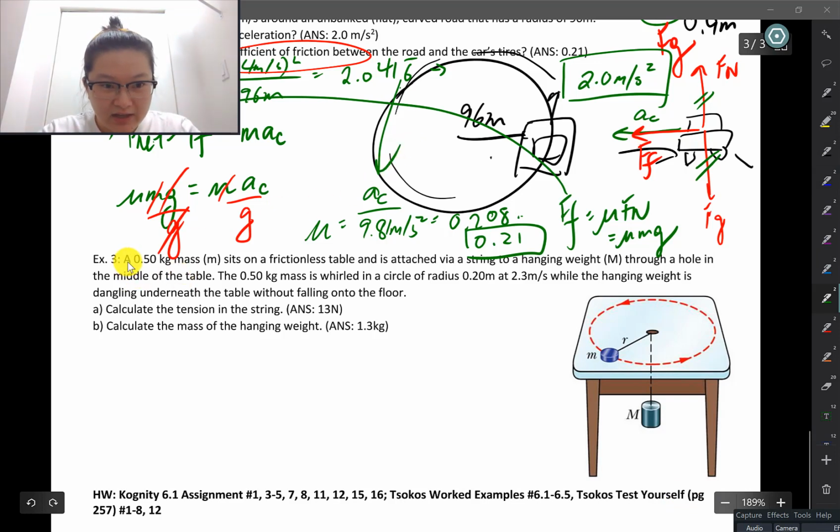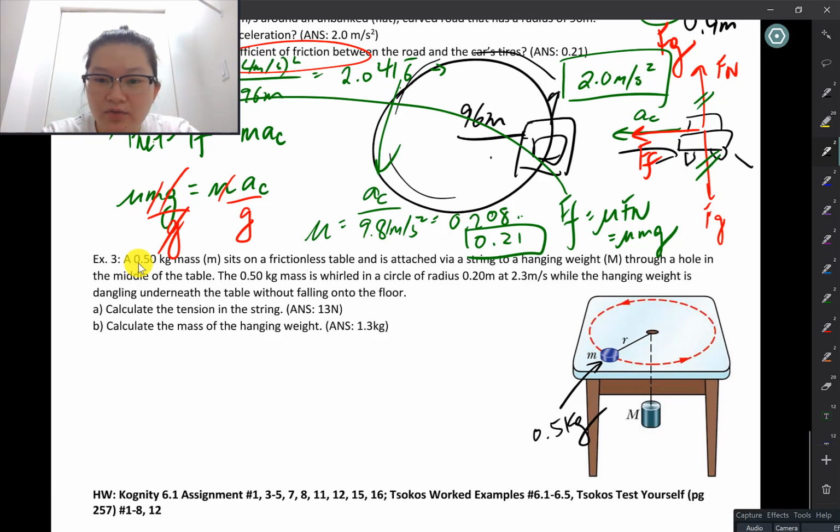Here we have a 0.5 kilogram mass that sits on a frictionless table. So that's this guy here, 0.5 kilos. It sits on a frictionless table and is attached through a string to a hanging weight. The string goes through the hole, and I'm assuming this hole is also frictionless, and nothing's going to chip the side or anything. It is attached to this hanging weight, this big M, through a hole in the middle of the table, which we're going to have to assume is also frictionless.